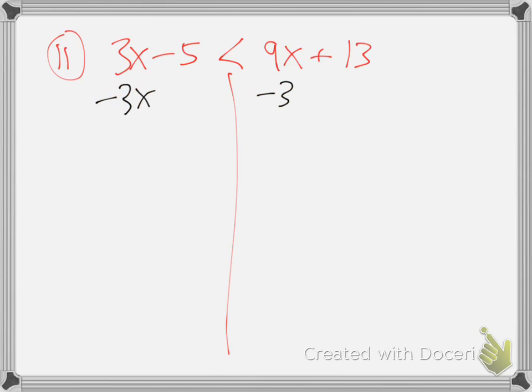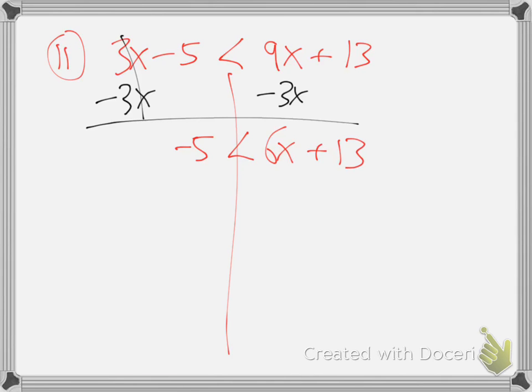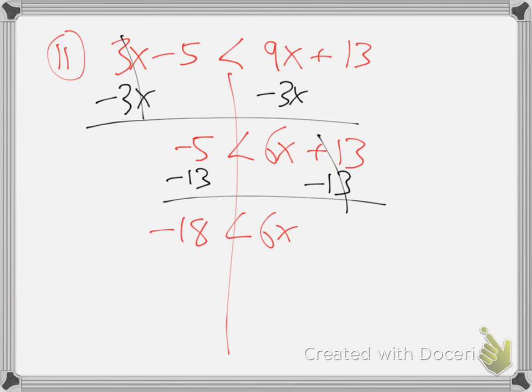So subtract 3x from both sides. And then we come to there. Good so far? And now x is saying I want to be alone, so let's get rid of that 13. So let's subtract 13 from both. And we've got, what is that, minus 18? Good to there. And now, last step is always division. We're going to divide by the 6.